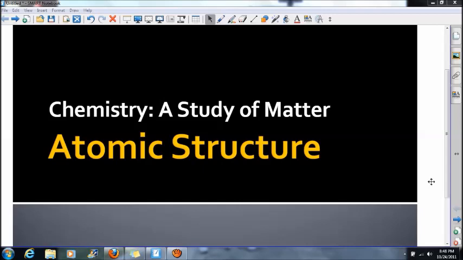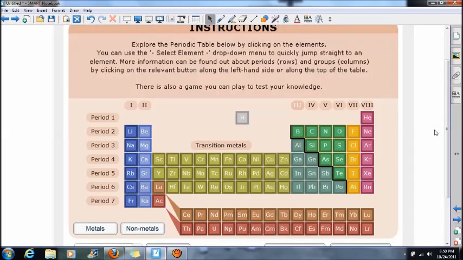All right, today we're going to take a very quick look at the atomic structure of atoms, and we're going to use aluminum as our example. So let's go ahead and start. You should have your notes titled Atomic Structure. And so we look on the periodic table, and we can find aluminum right here, Al.